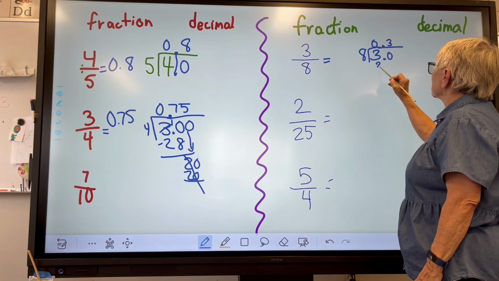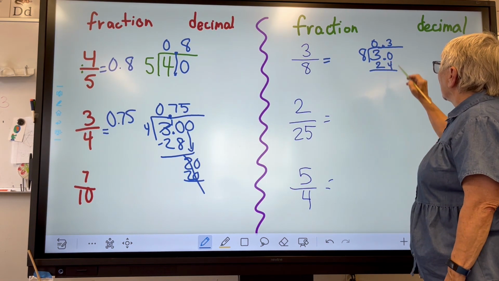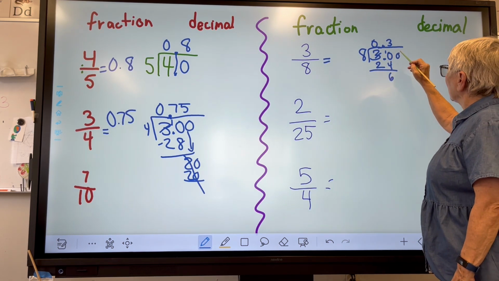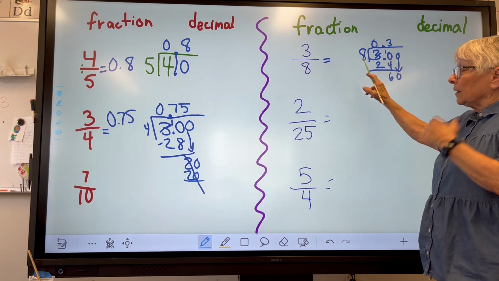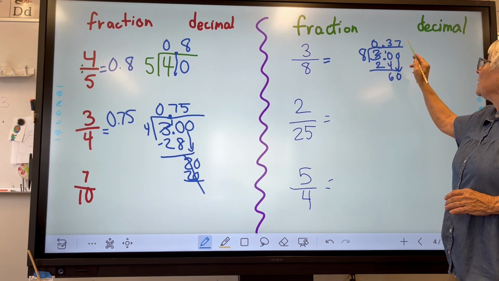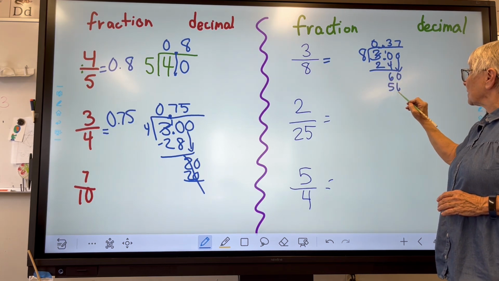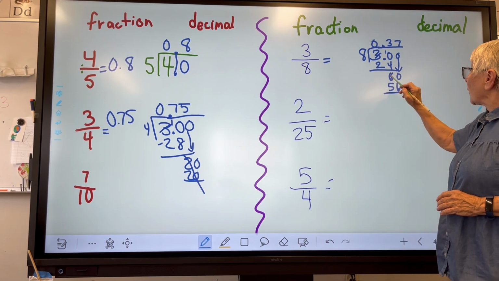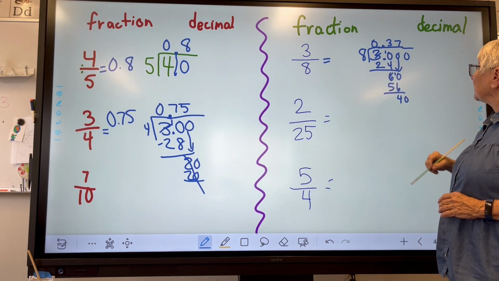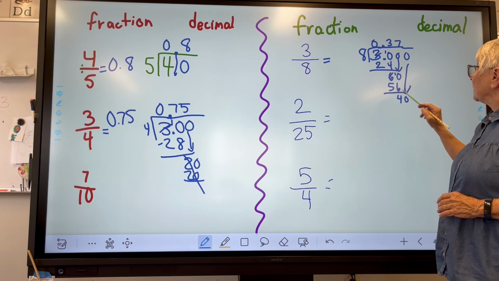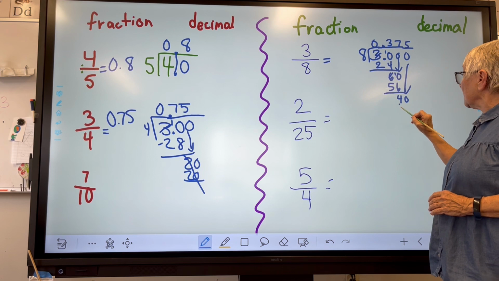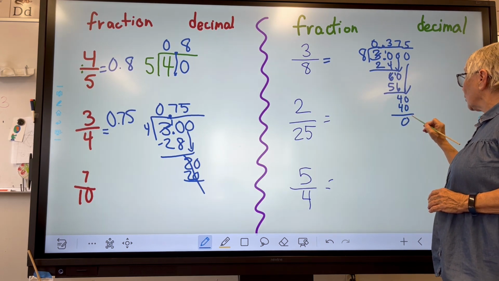And 3 times 8 is 24. And I subtract, and I have a 6. I'm adding another 0. Does 8 go into 60? Well, not evenly, but it goes in there 7 times. And 7 times 8 is 56. Subtract 4 and add another 0. Bring it down. Does 8 go into 40? Of course it does. 5 times. 5 times 8 is 40. And there's no remainder.